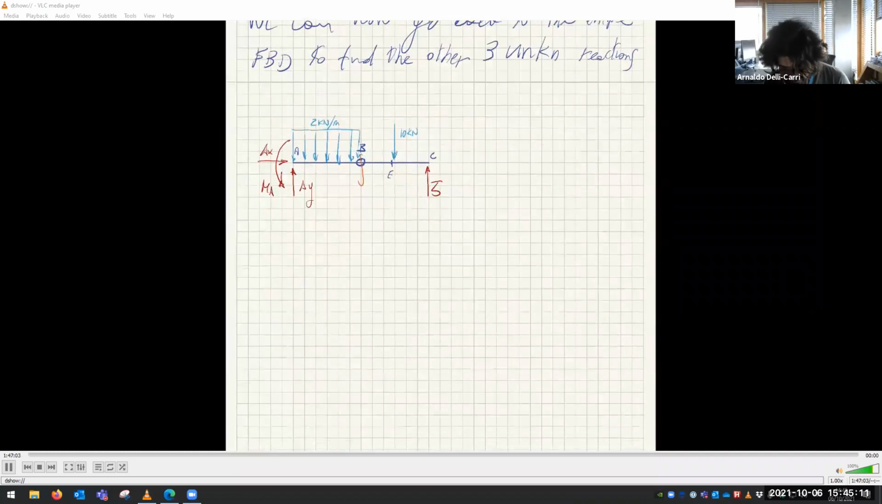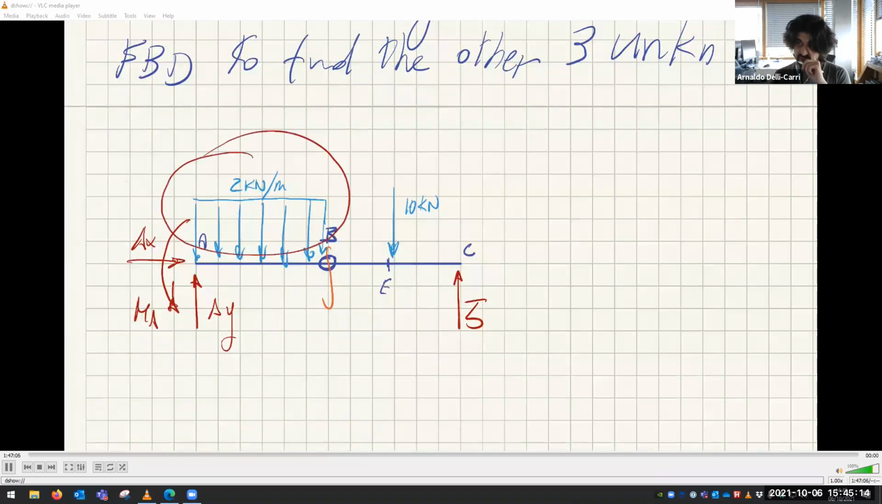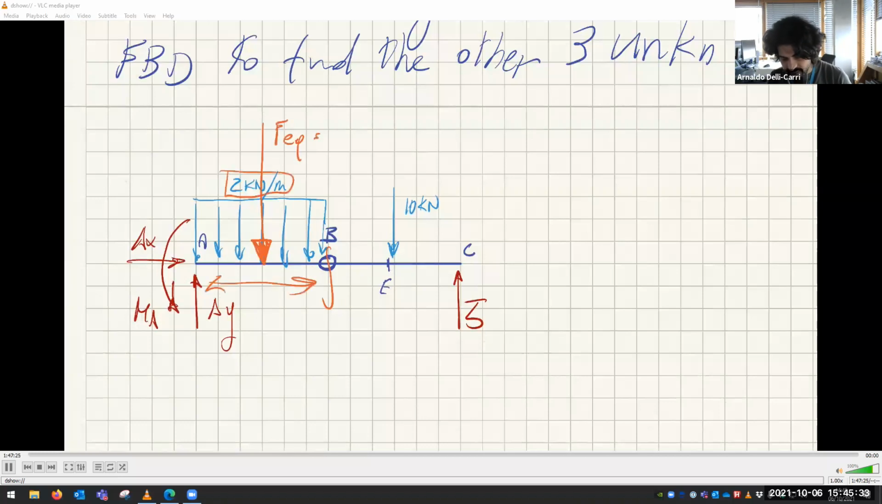So remember this, how do we treat this one? This one is equivalent to a single force applied in the middle. And this equivalent force, how much is it? It's 2 kilonewtons per meter over these many meters. This is 3 meters. So it's 2 kilonewton per meter times 3 meters equals 6 kilonewtons. This equivalent force is 6 kilonewtons applied at 1.5 meters away.